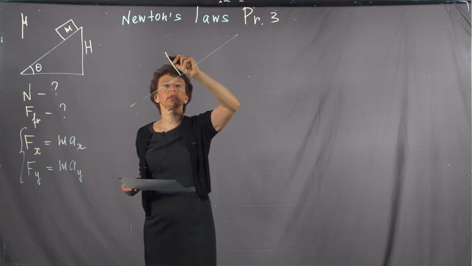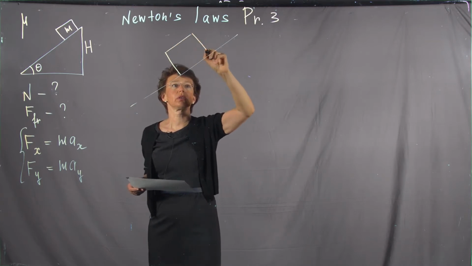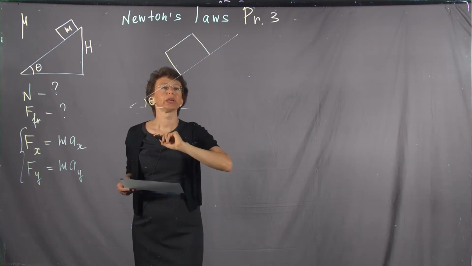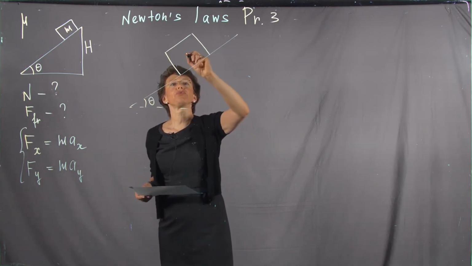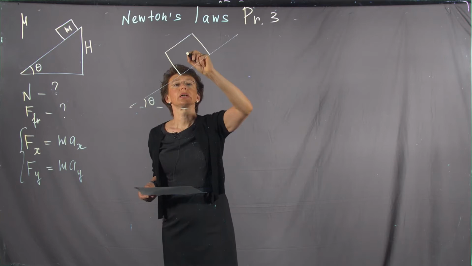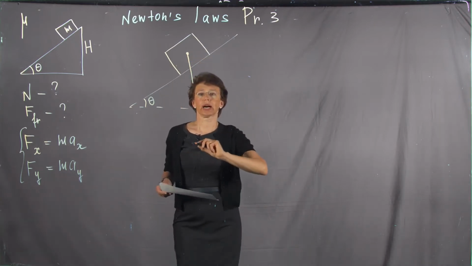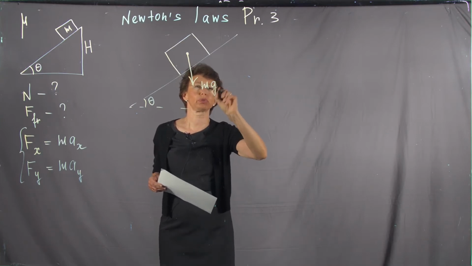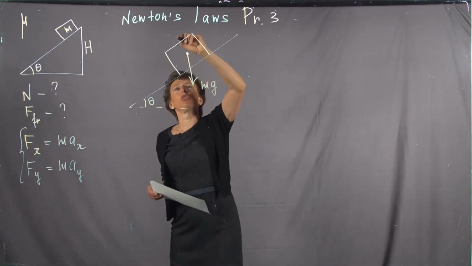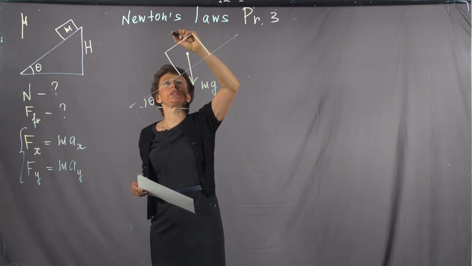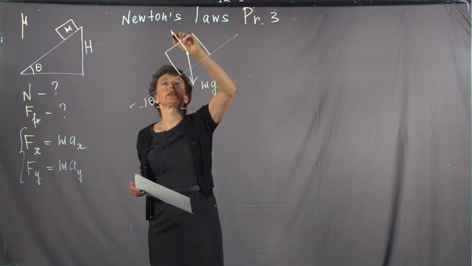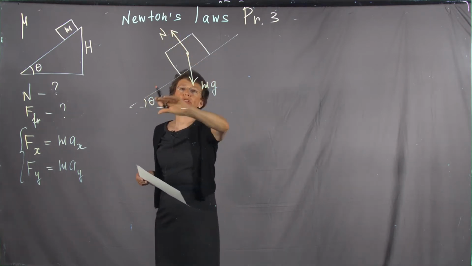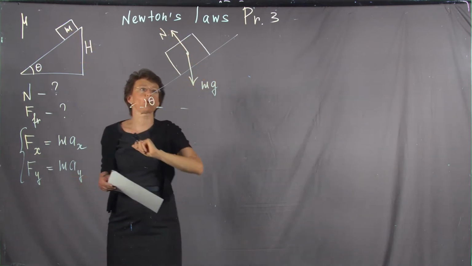So here is my block. This is angle theta. What are the forces? There is force of gravity vertically down. I hope it looks like vertically down. mg. I'm too close to see that. Normal force is perpendicular to the inclined plane. This is normal force, force of reaction with which the inclined plane pushes on block m.